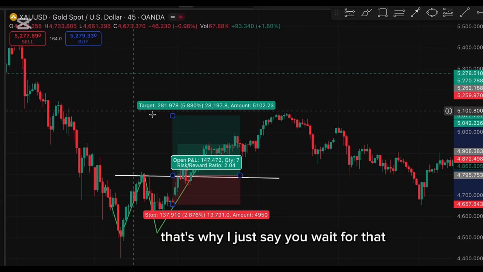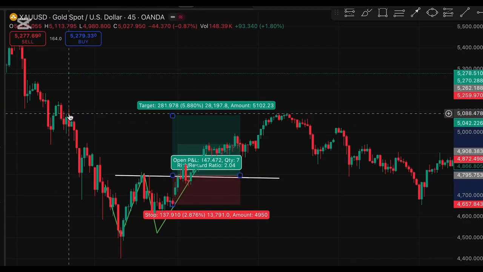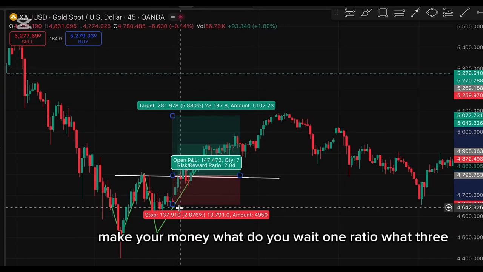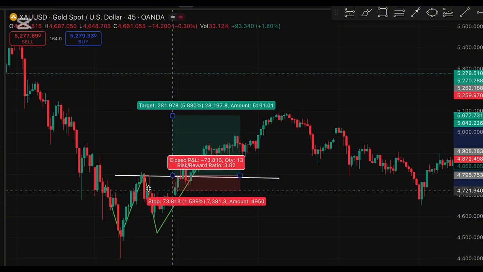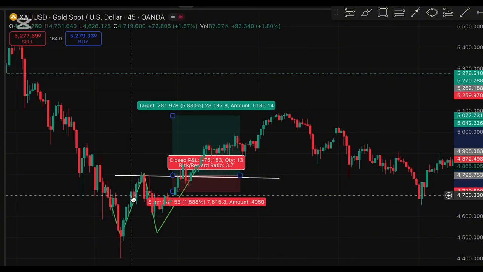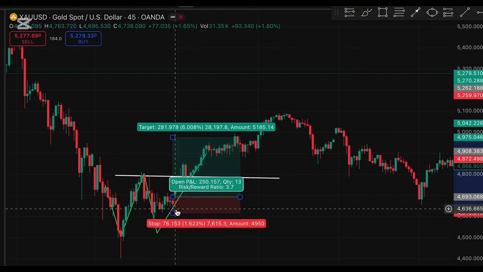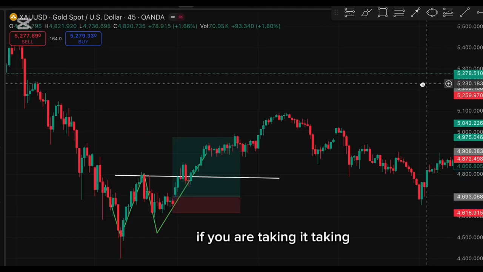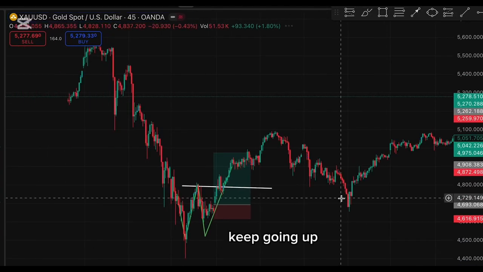That's why I just say you wait for that. Look for all those key levels. Put at the key levels. Resistance level. Make your money. What do you wait for? 1:3. This one you have to take. But this one now, if you are taking this one, you could have waited for it to what? Keep going. Keep going up.